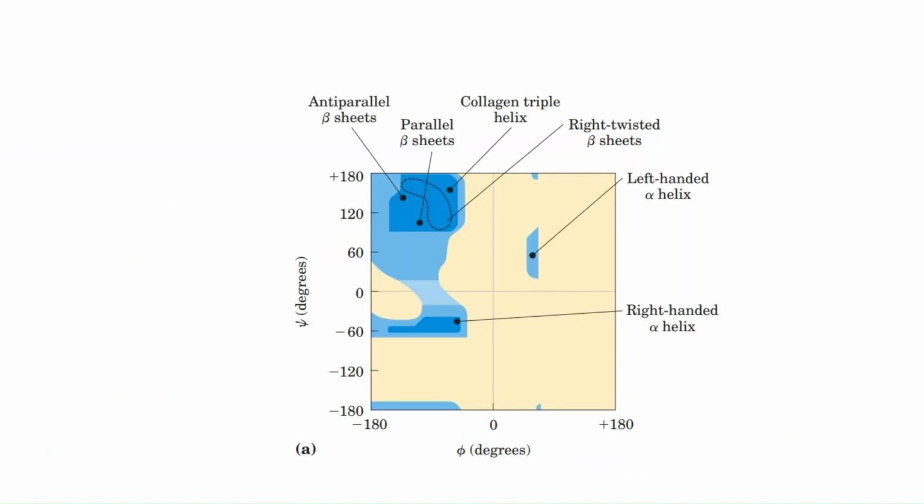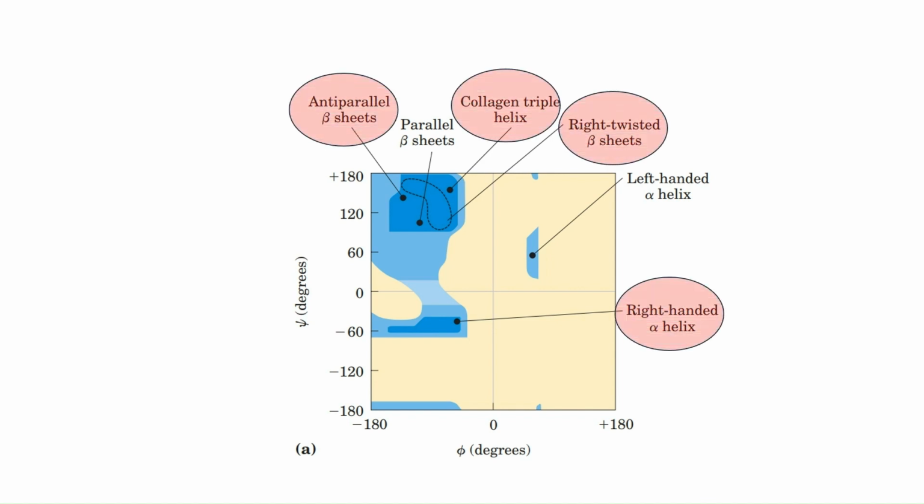Still, if you are confused about the Ramachandran plots, let's discuss them again. Ramachandran plots are actually the combination of the phi and psi angles of rotation. The x-axis shows the value of the phi degrees and the y-axis shows the value of the psi degrees. Ramachandran plots also show the variety of structures: collagen triple helix, right-twisted beta sheet, parallel beta sheet, anti-parallel beta sheet, right-handed alpha helix. Left-handed alpha helix is theoretically also predicted in the Ramachandran plot, but till now it is not observed in any protein.